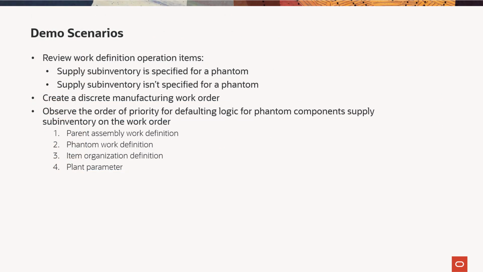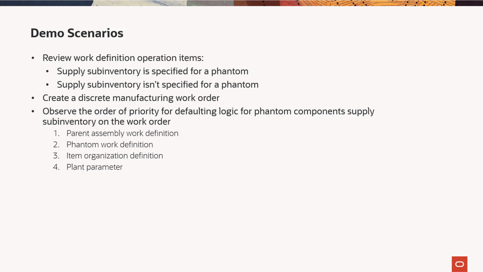This demo shows how the supply subinventory defaulting logic is applied in the order of priority. We'll review work definition operation items where a supply subinventory is specified for one Phantom and a supply subinventory isn't specified for another Phantom. I'll create a discrete manufacturing work order. We'll observe the order of priority in the resulting work order.